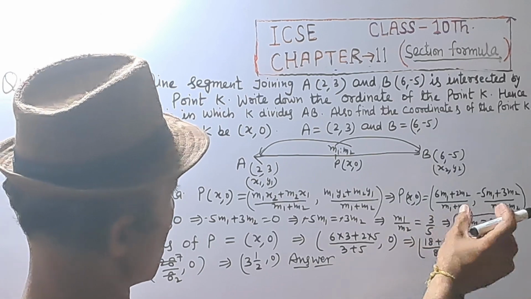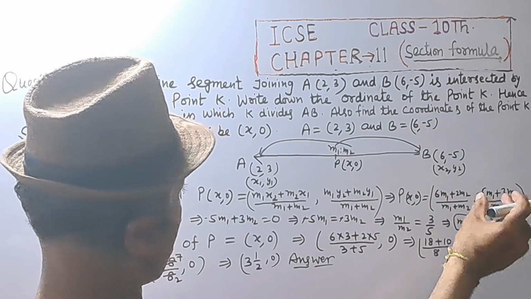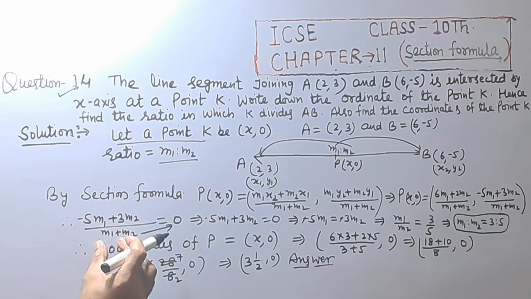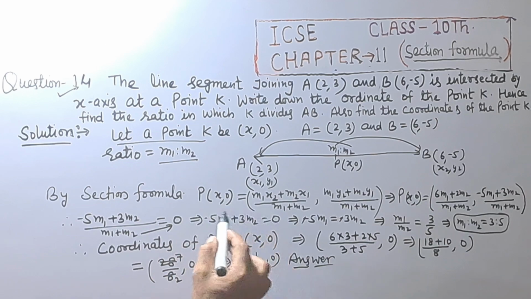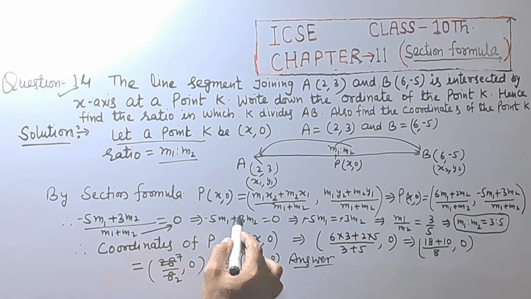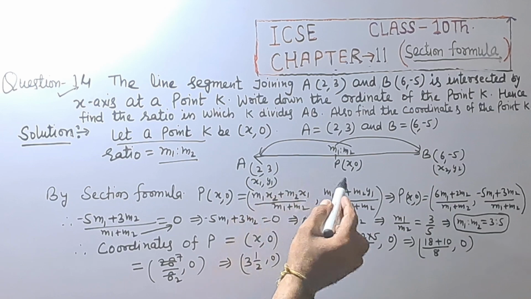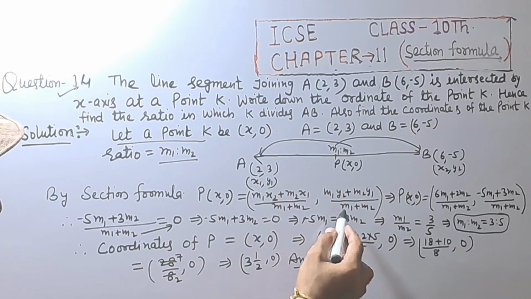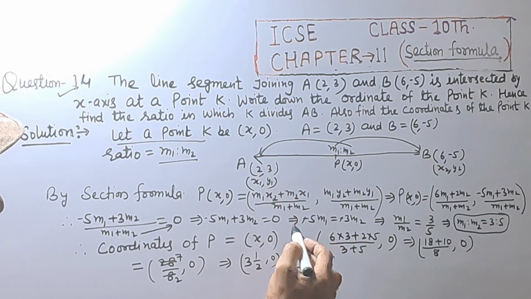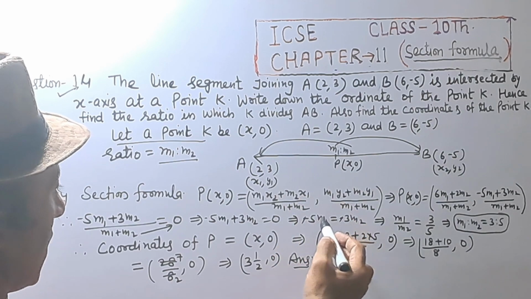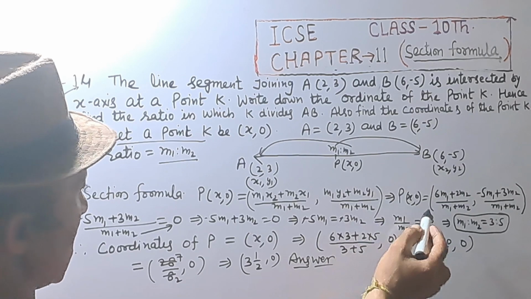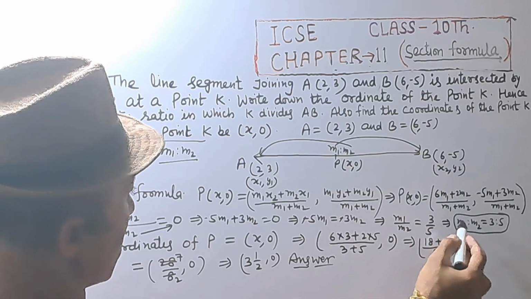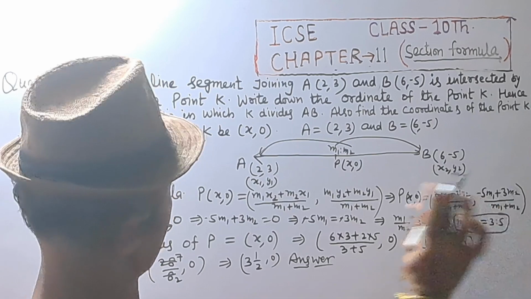Second point is 0, so we find the ratio, that is (-5 M1 plus 3 M2) upon (M1 plus M2) is equal to 0. (M1 plus M2) multiplying 0, this will be 0, and -5 M1 plus 3 M2 equal to 0. 3 M2 is shifting to the right side, this will be negative, the negative sign is cancelled, and we get 5 M1 is equal to 3 M2. M1 upon M2 is equal to 3 upon 5. Ratio is equal to 3:5.